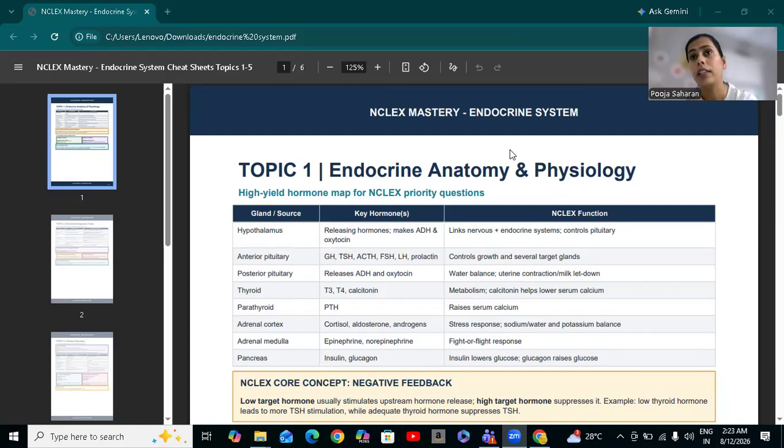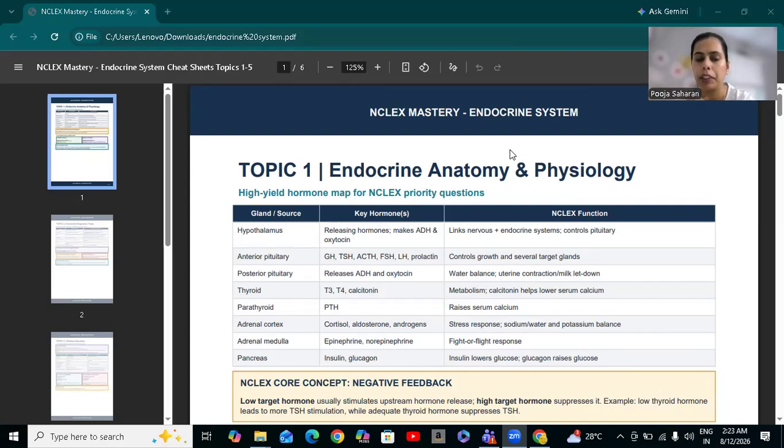Now the question arises, how is it going to lower the calcium? Calcitonin helps in lowering the serum calcium. When I say serum calcium, it means the amount of calcium in the blood. How is it going to lower it? The bones are going to reabsorb the calcium into them, and ultimately in the bloodstream the calcium level will be reduced.